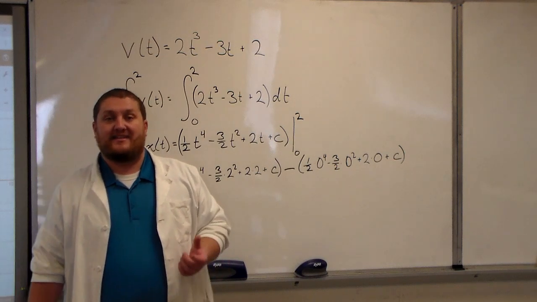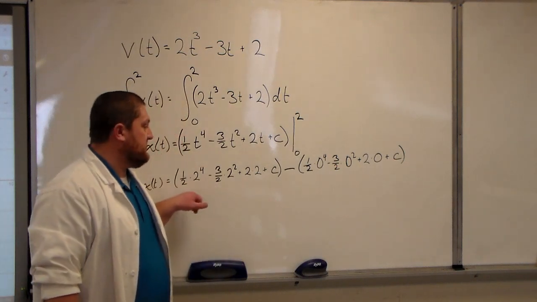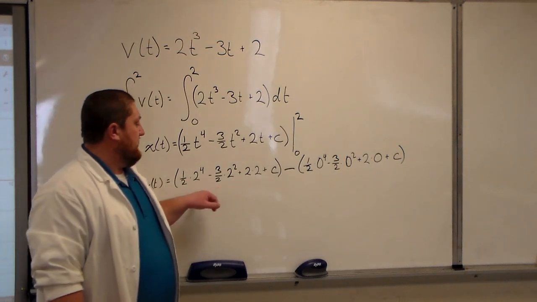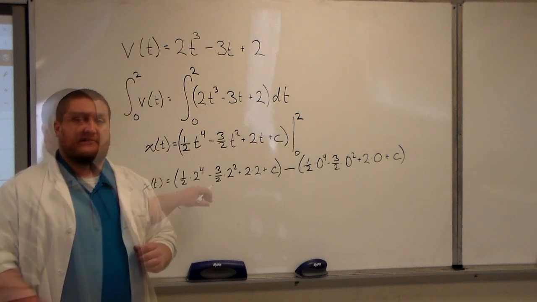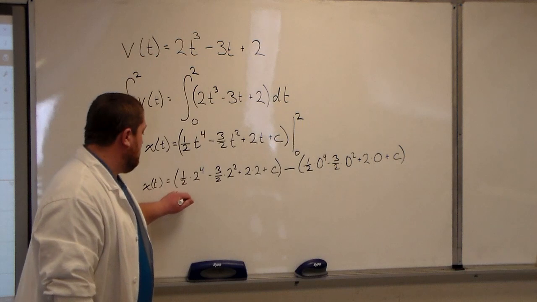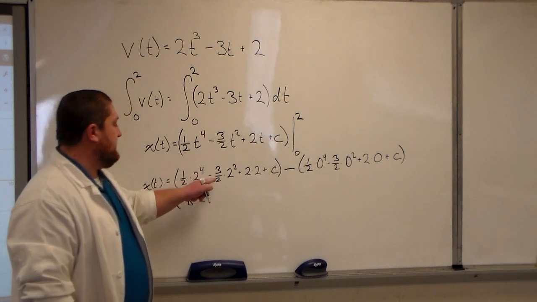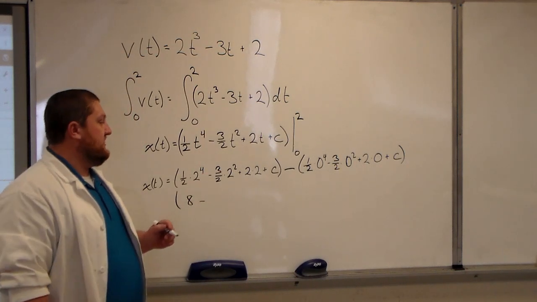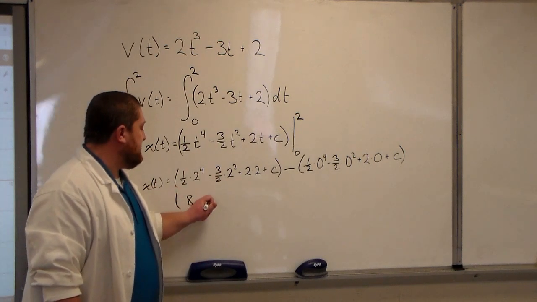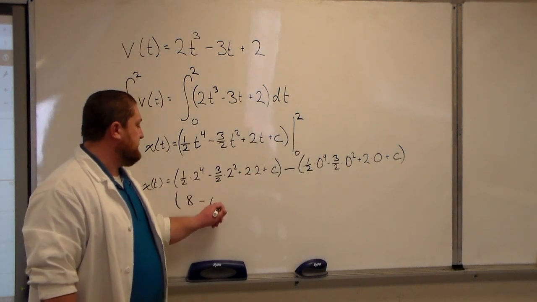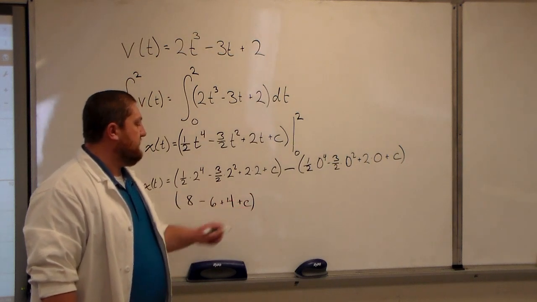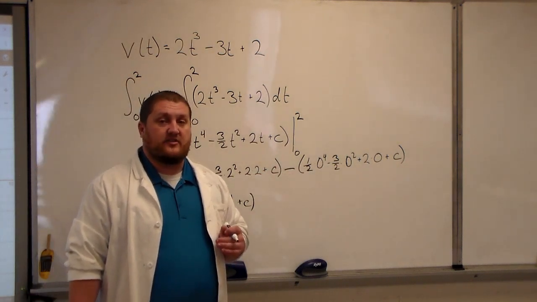Let's simplify and evaluate. Let's start with this first term. I'm going to do the arithmetic for it, and then simplify this as much as I can. I have 2 to the 4th, which is 16, times 1/2 gives me 8, minus 2 to the 2nd is 4. 4 times 3 is 12, divided by 2 is 6, plus 2 times 2 is 4, plus c.